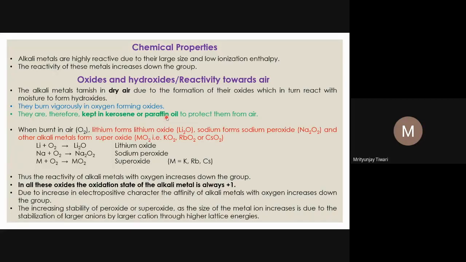The overall percentage presence of oxygen on the Earth is more than nitrogen, but oxygen is mostly there in water, in the form of silica, that is the sand, or all the rock. It is there in the combined form, not in the free form. The nitrogen is mostly there as free nitrogen, and it also forms certain compounds, but the compounds are very few in comparison to oxygen. So the alkali metals tarnish in dry air.